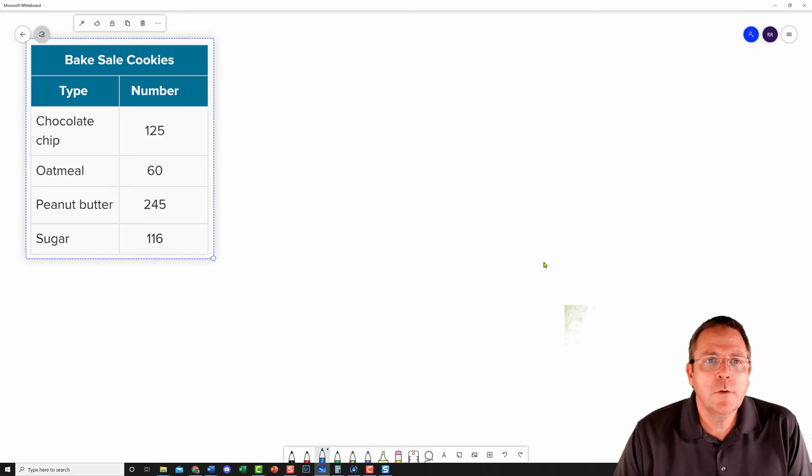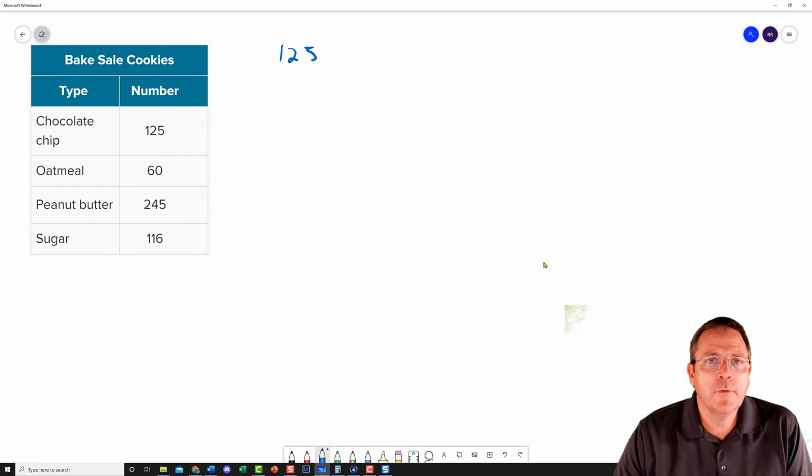Alright, first thing I'm going to do, add up my cookies. I have 125 chocolate chip cookies.